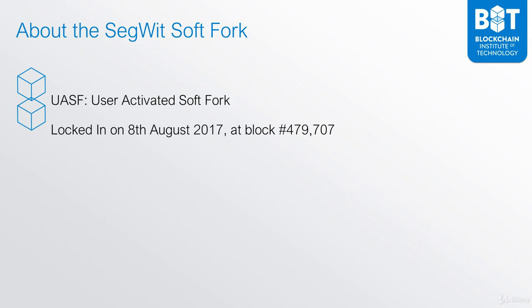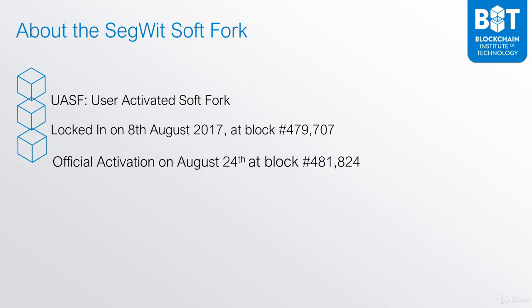479,707. Notice that this is a higher block than the 478,558, which is the block where Bitcoin Cash split off. So by now, the segregated witness soft fork was taking place on the Bitcoin main chain, not on Bitcoin Cash. Bitcoin Cash has nothing to do with segregated witness. It's a separate cryptocurrency by this point. Notice that segregated witness was not activated on the 8th of August, but rather on August 24th.